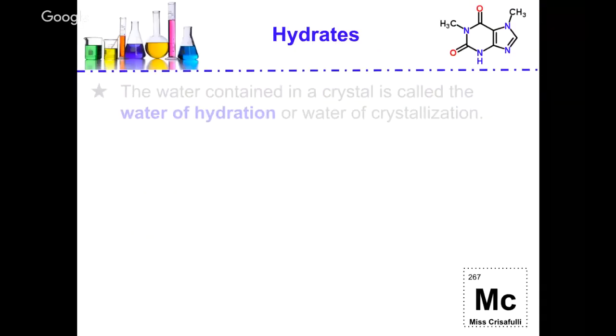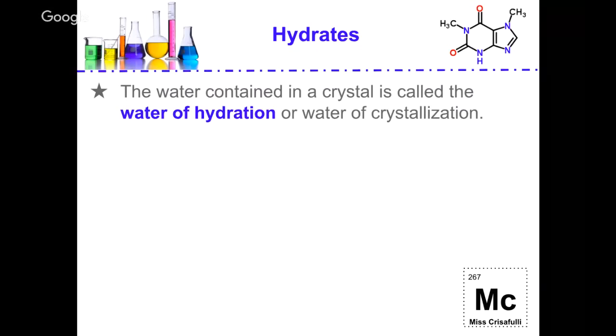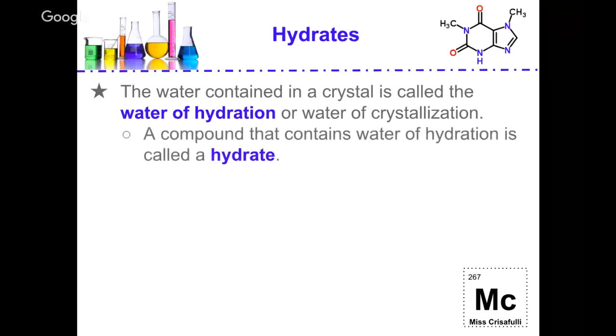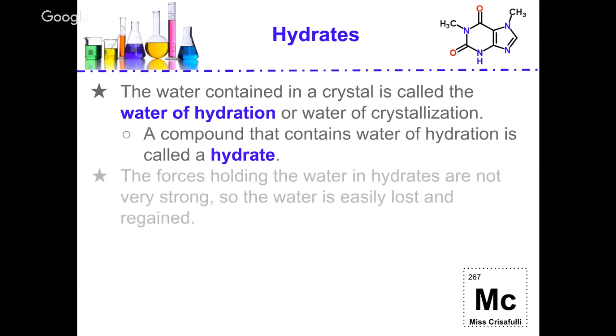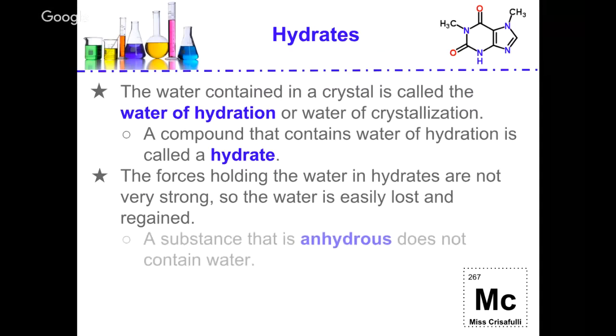Now let's talk about hydrates. The water contained in a crystal is called a water of hydration or water of crystallization. A compound that contains water is called a hydrate. The forces holding the water in hydrates are not very strong, so the water can be easily lost or regained. And a substance that does not have water is called anhydrous.